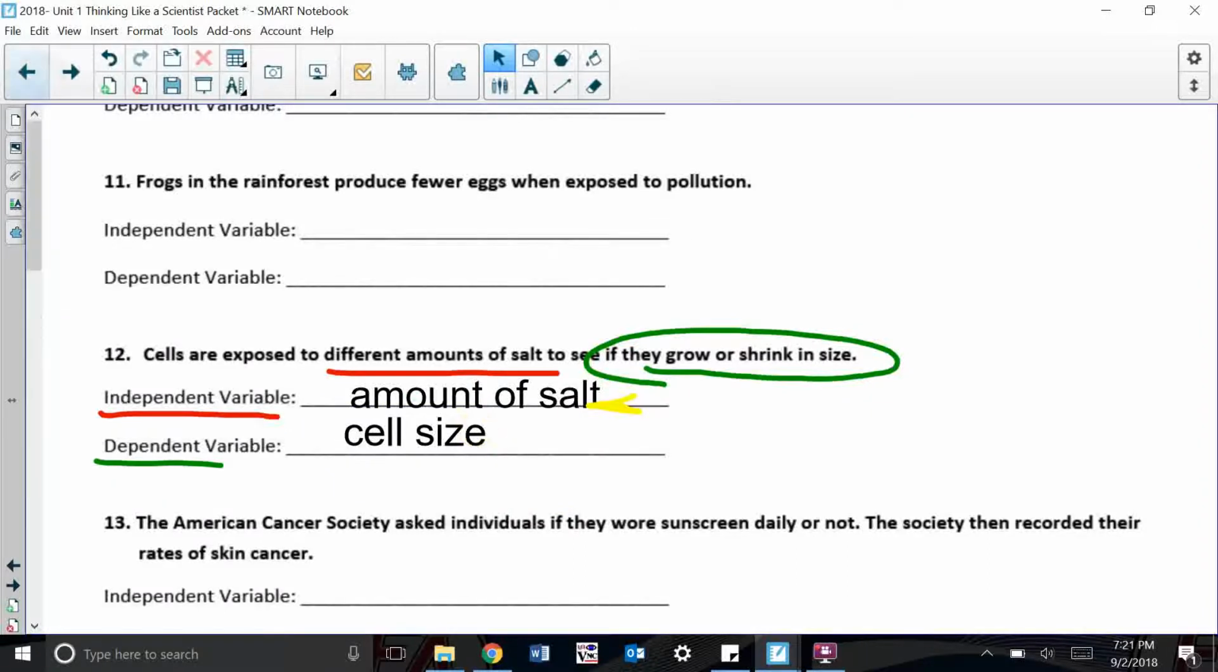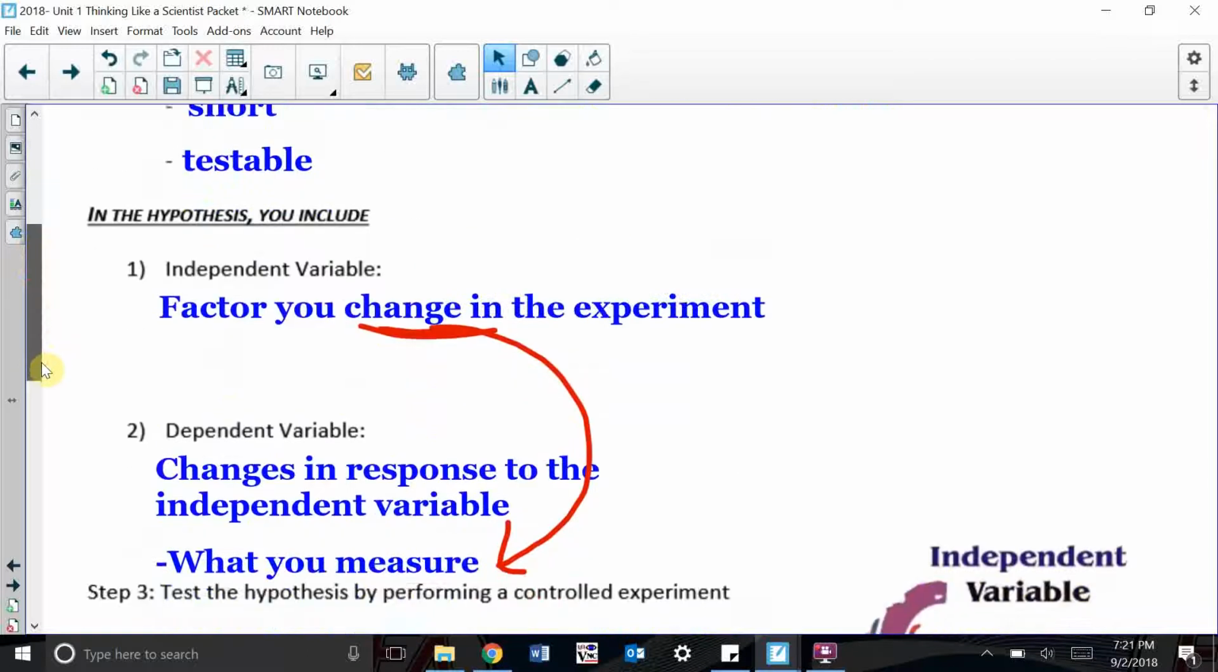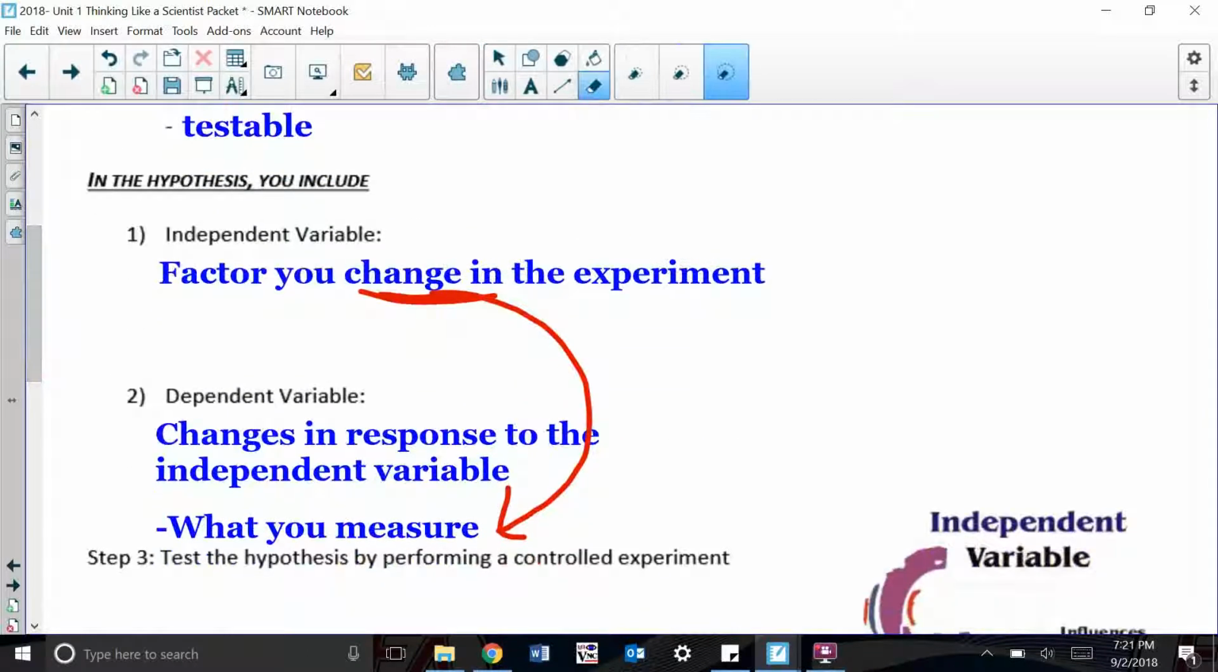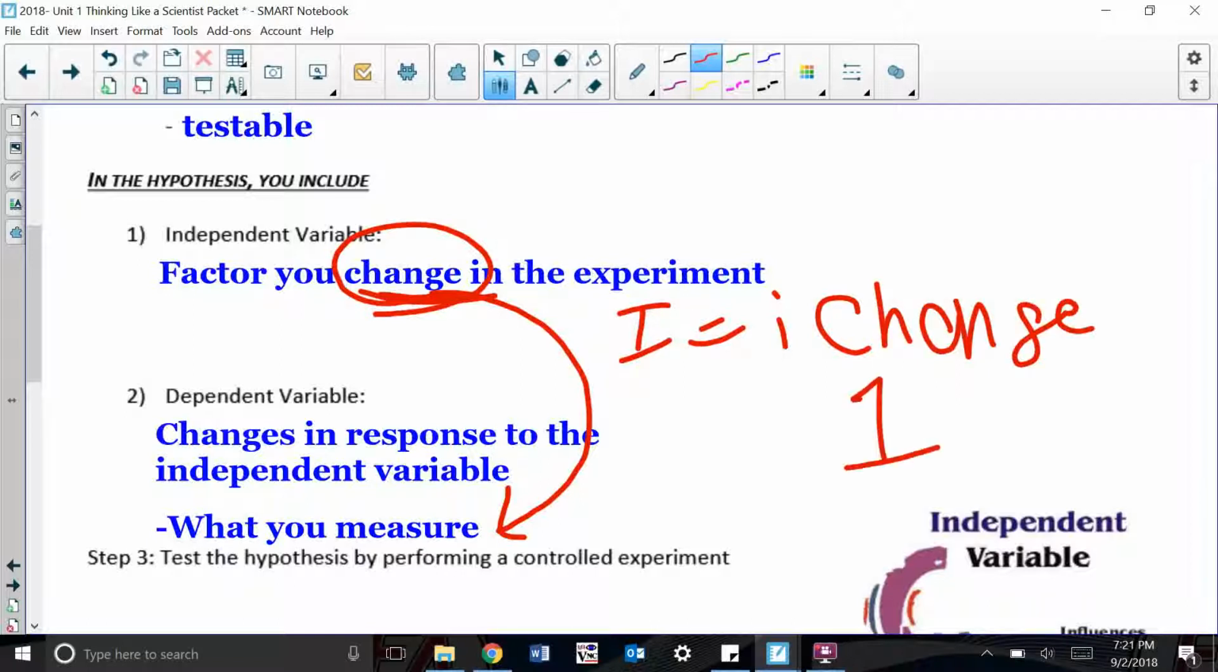All right, so again, flashback to our main definition, just one more time. Our independent variable, if I could scroll down here. My independent variable is something that I am specifically changing in the experiment. I is I change. I, the scientist, change one thing. And it's important we only change one thing. Based off this one thing I change, something else is going to change. Something that I'm measuring is going to respond.